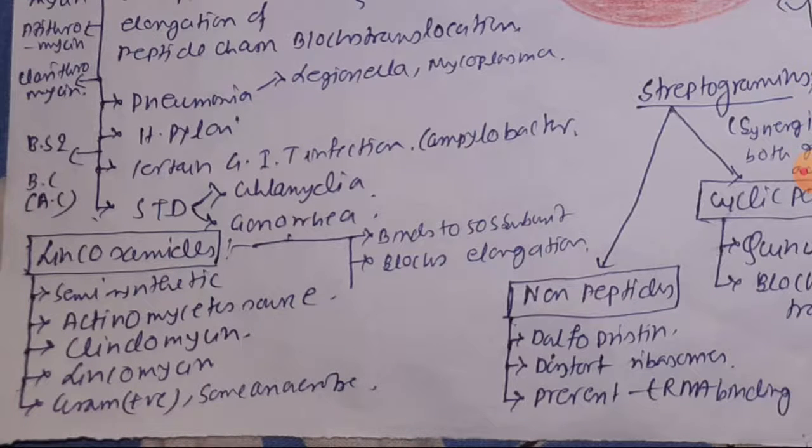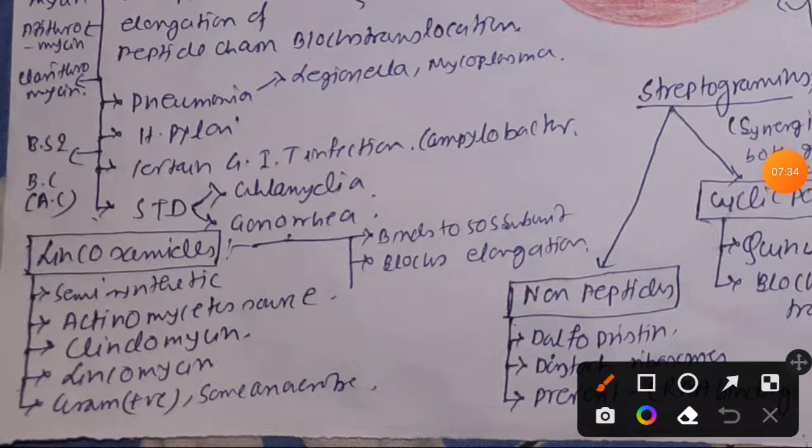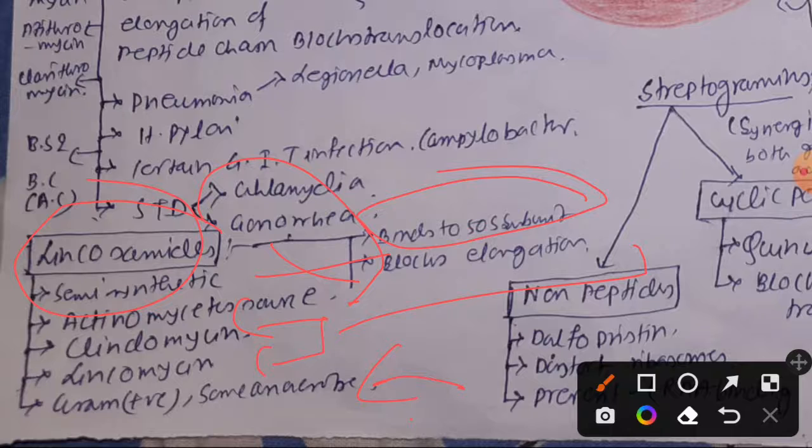Okay, now let's come to another kind of antibiotic, that is lincosamide, whose mode of action is quite similar to our macrolides. It will bind to the 50S subunit and block the elongation. It is again semisynthetic and derived from an actinomyces source. Lindomycin and lincomycin are examples, and they are especially active against gram positive bacteria and some anaerobes.